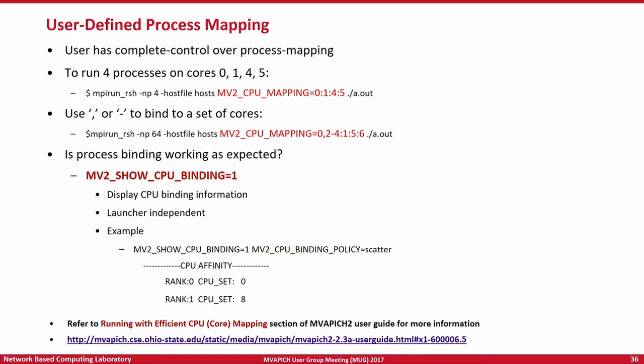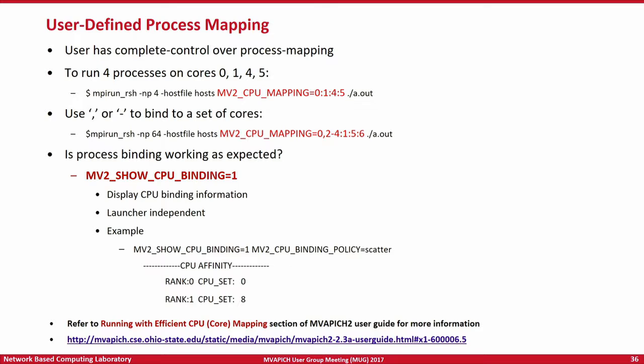The other variable, MV2_SHOW_HCA_BINDING instead of CPU binding, tells you what HCA a particular process is using. So this is very useful if you are running on a multi-rail system, or on a many core system and you want to ensure that your HCA mapping or your process to core mapping is working as expected.